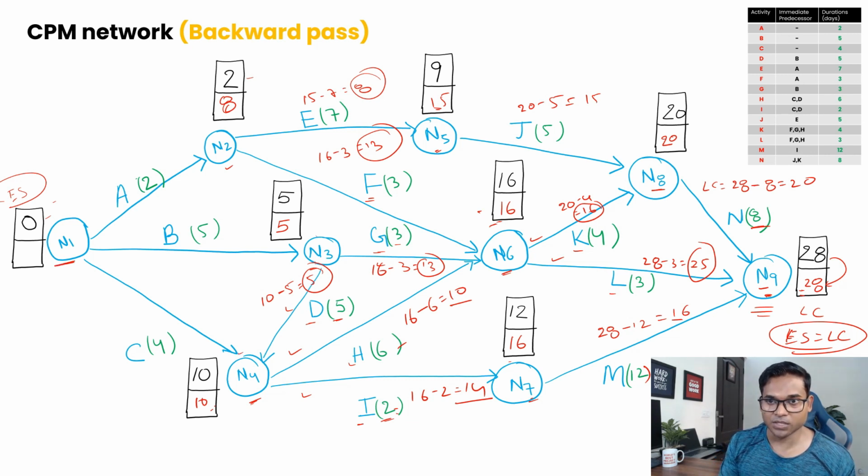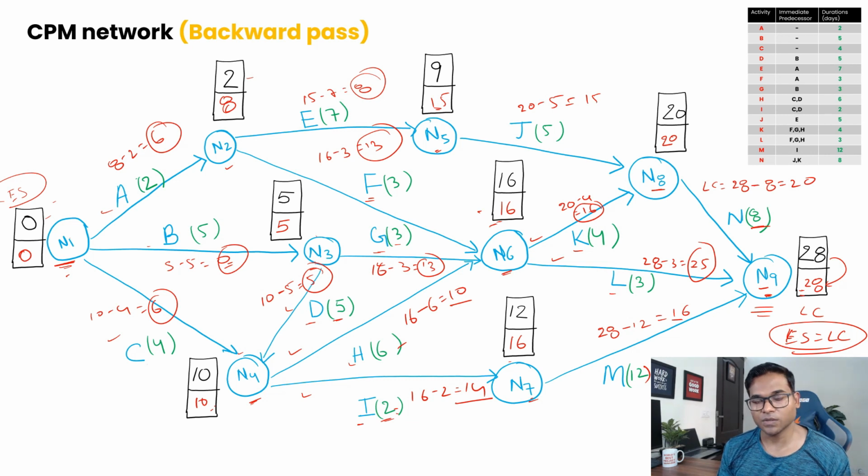Now let's go to the first node, which is N1. At N1 there are three activities going on, A, B and C. For path A, it will be 8 minus 2, which is 6. For this one it will be 5 minus 5, which is 0. This one will be simply 10 minus 4, which is 6. Now out of 6, 0 and 6, 0 is the minimum, so we'll keep 0 as your LC.